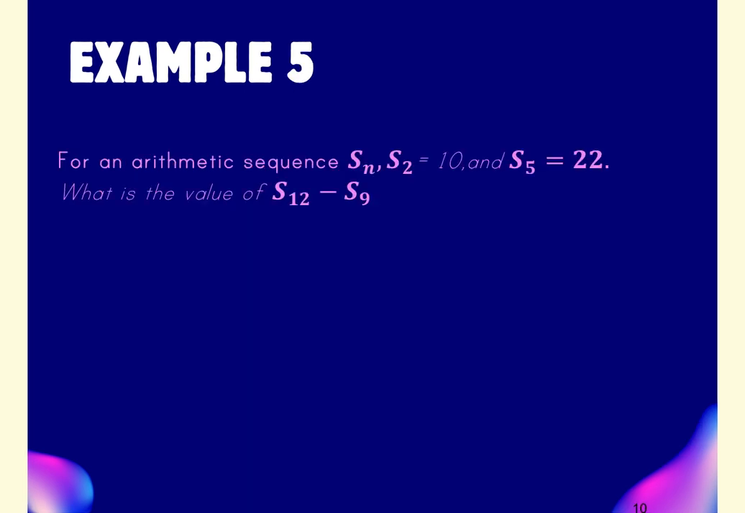Okay, example 5 says for an arithmetic sequence, Sn, S2 is 10 and S5 is 22. What's the value of S2 minus S9? Any ideas how to start it? Set up an equation for what? What are the terms? A single term, okay. I think there's 2 different ways to do this that I can think of. But so if we're going to set up an equation for a term, this is my n, and that's my an, right? This is my n, and this is my an, if it was a5. I could do it that way.